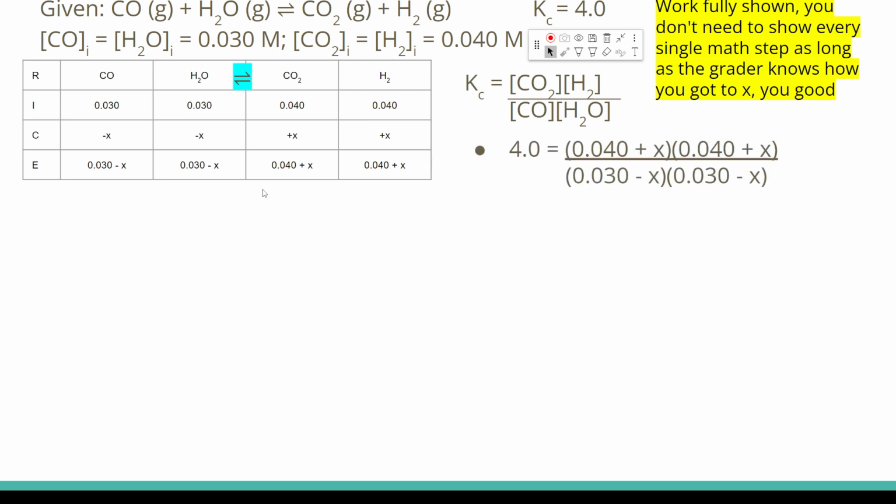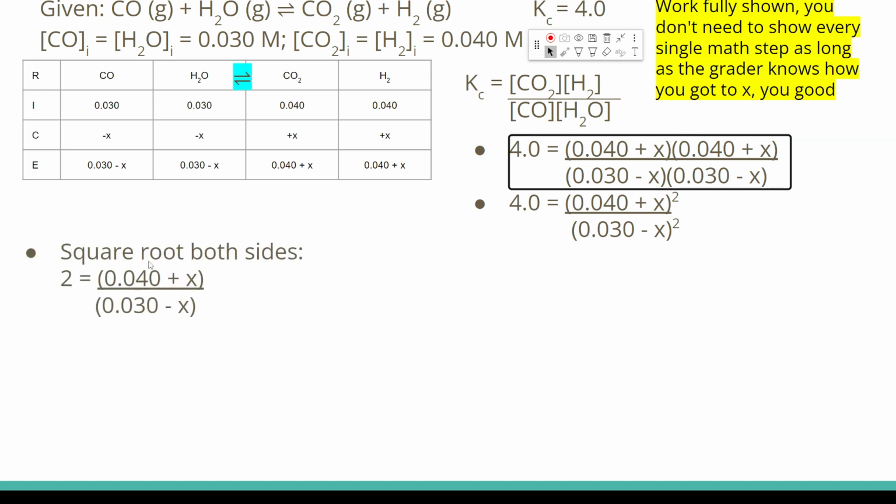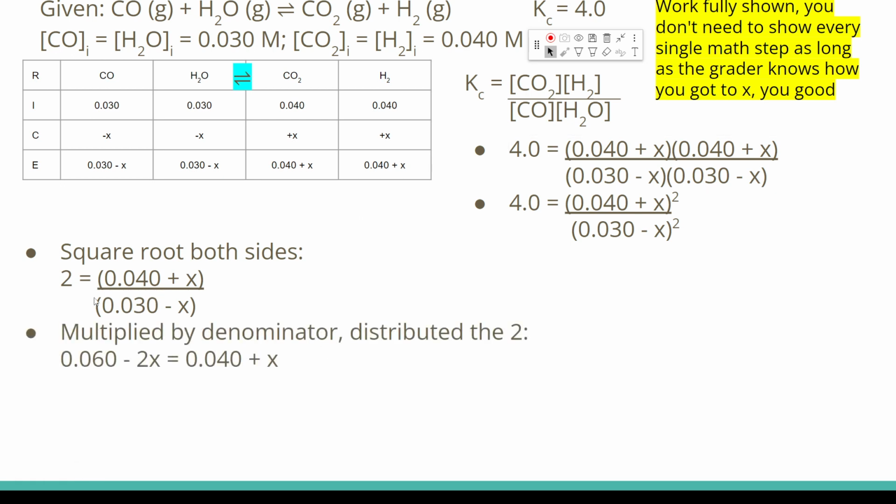So I'm inputting my E values into the K constant. And so here it is. And so these are squared. Since they're both squared, that means I can square root both sides because it's a perfect square. So that's what I did here. And so then I multiplied by the denominator, and then I distributed the 2, meaning I multiplied the 2 out here and here. That's where that value comes in. This is the right side still. And then I solved for x by adding 2x on both sides, subtracting this over there, and then dividing. And then I got my x. So I definitely did skip a couple steps here. But if you want to show every single step, go for it.